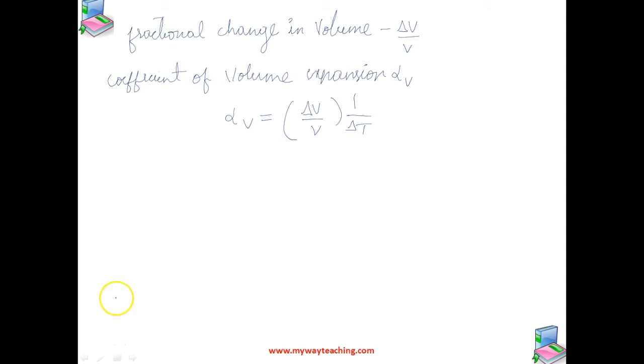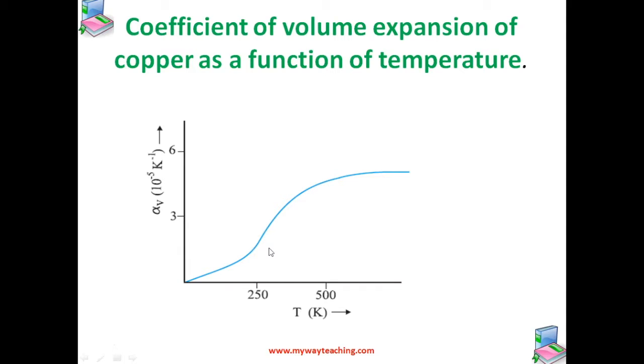You can see that in the graph. See here it is not constant in low temperatures. This alpha V becomes constant at high temperatures, isn't it?